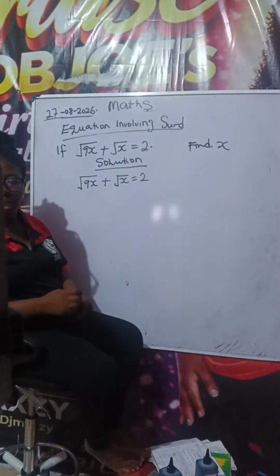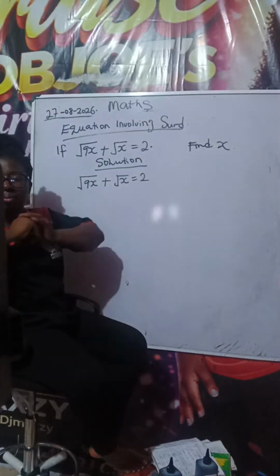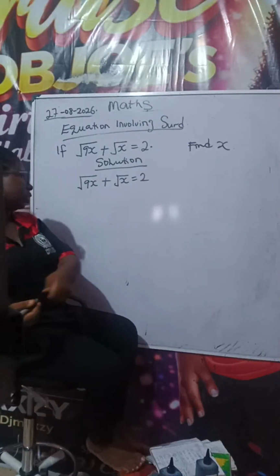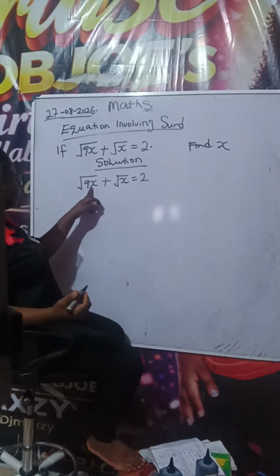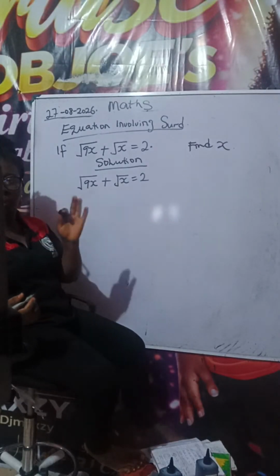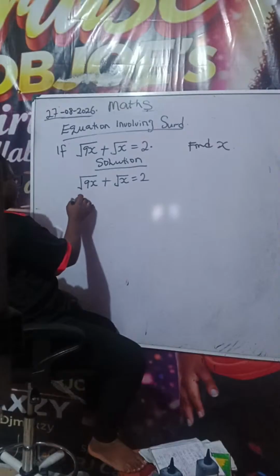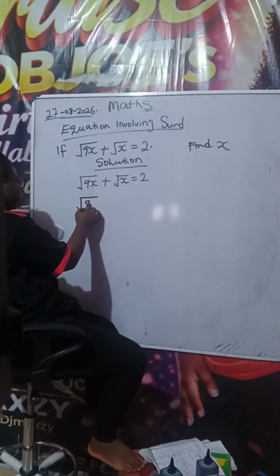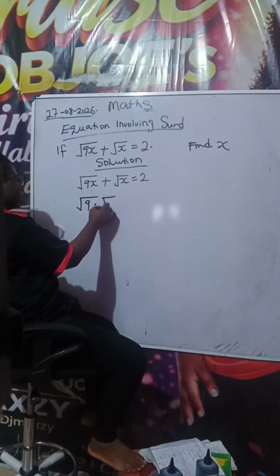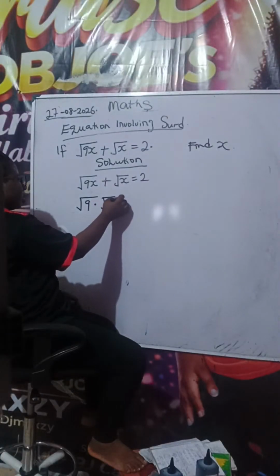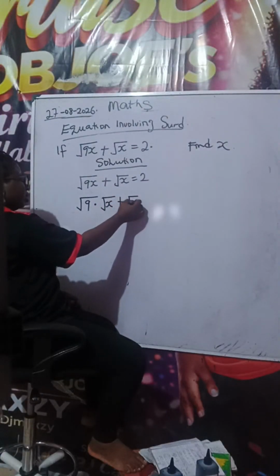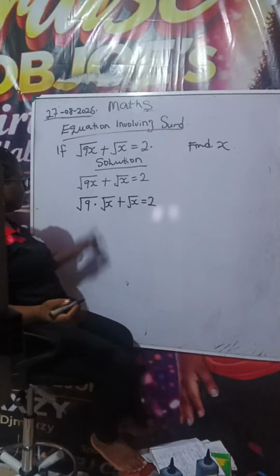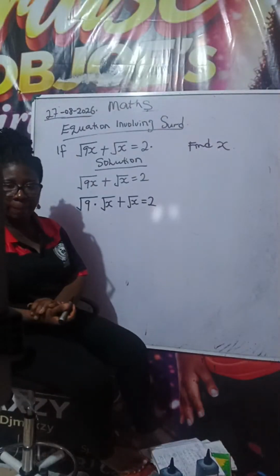Okay, now let's do it together. We are going to separate it, because what we have here, we can separate as root 9 multiplying root x, plus root x equals 2. You can see that I separated it.